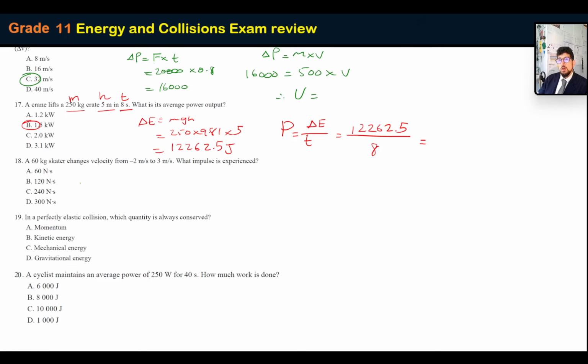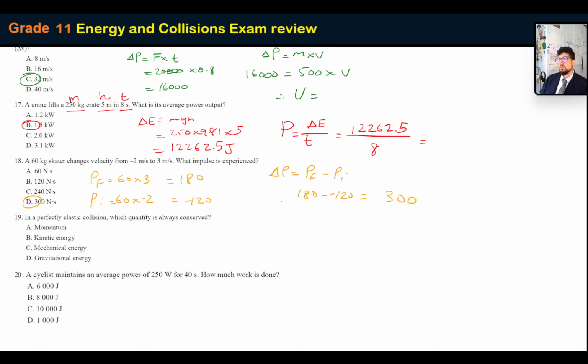Orange. A 60 kilogram skater changes velocity from -2 to 3. What is the impulse experienced? So remember, impulse is also equivalent to change in momentum. So final momentum minus initial momentum. So all I have to do to find the momentum is go, well, final momentum is equivalent to 60 times 3, while the initial momentum is 60 times -2. So that equals 180, and that equals -120. So what's the final? It's 180. What's the initial? -120. And so it's going to equal 300, because 180 minus -120 is equivalent to 300.